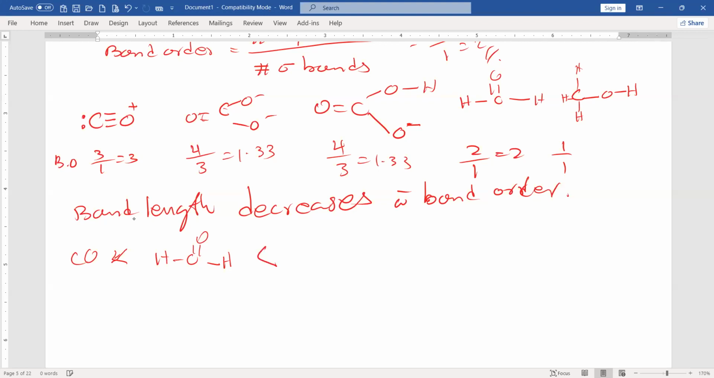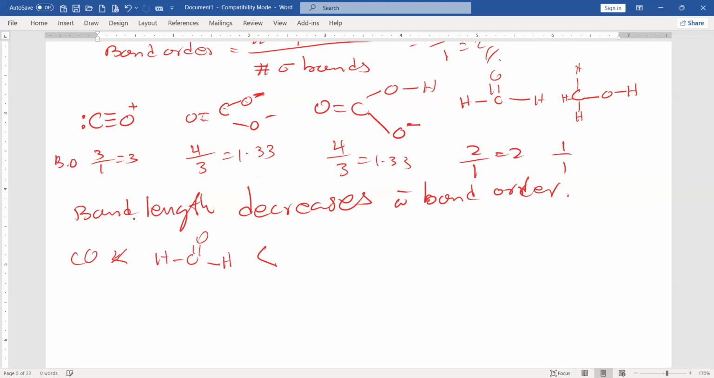Next one. Now we have this and this. So in this case, the bond order is 1, meaning the longest bond length. So this has greater value than 1. So now you have to distinguish which has the higher, from this carbonate to bicarbonate. Now in the case of bicarbonate, it has two negative charges.